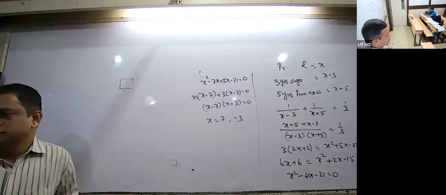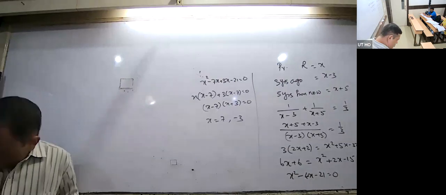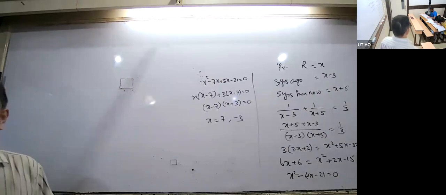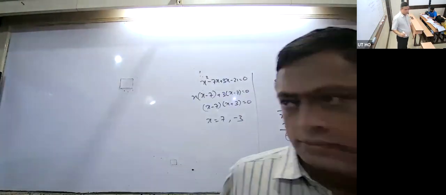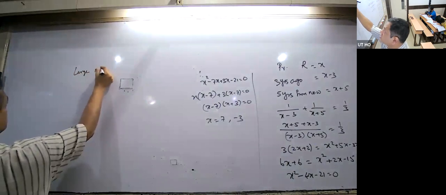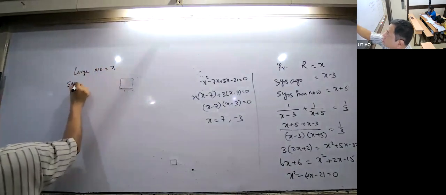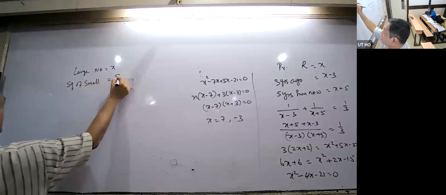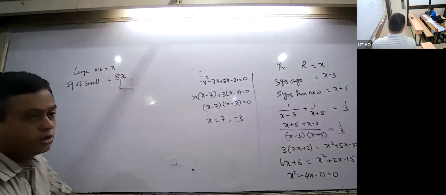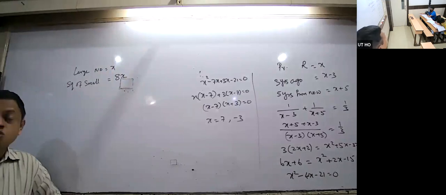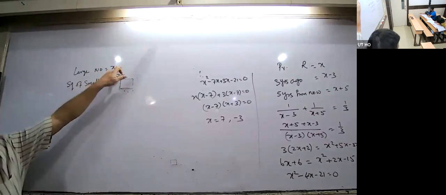Then, you have to take both in one variable. You have to go with one variable. Okay, take it like the larger. Square of the smaller number is 8 times the larger number. So, let the larger number be equal to x. Therefore, square of small number is equal to how much? 8x. It's given: square of the small number is 8 times the large number.